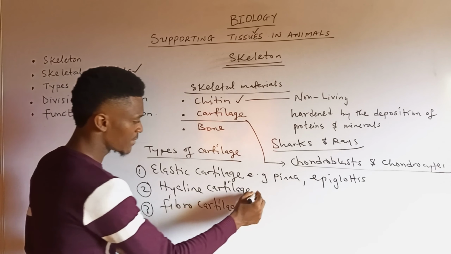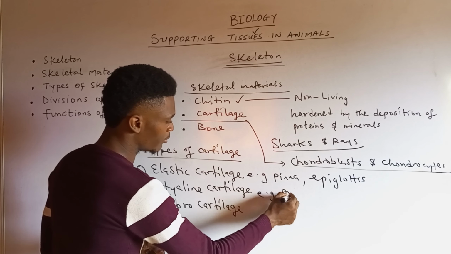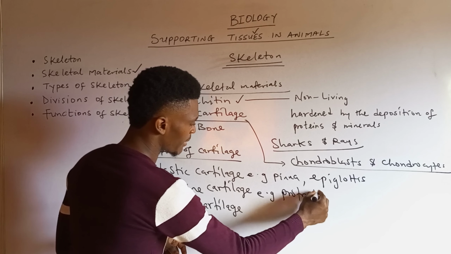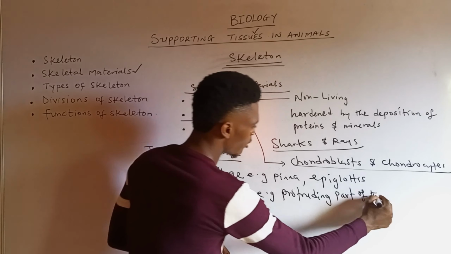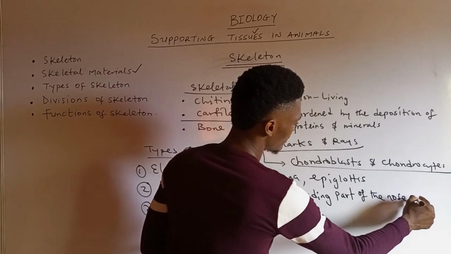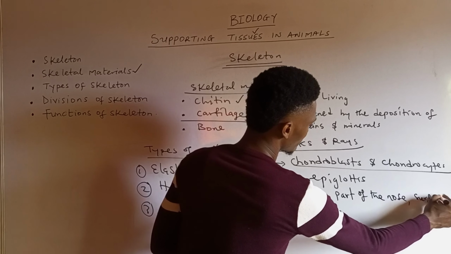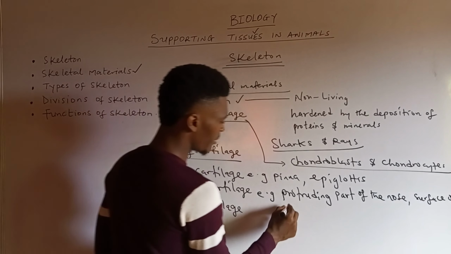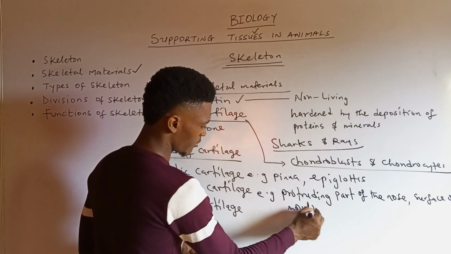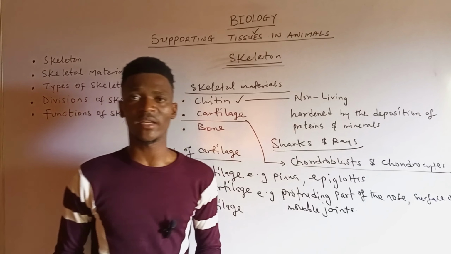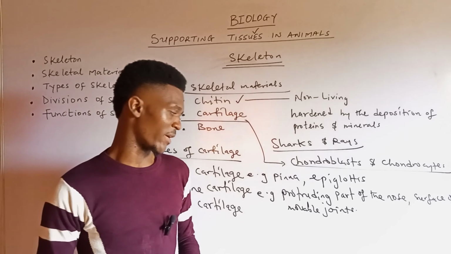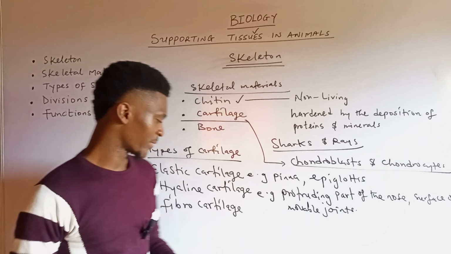All right. Then for the hyaline cartilage, this cartilage is found in the protruding part of the nose. It is also present in the surface of movable joints, and it is also found in the trachea and also the bronchi as well.